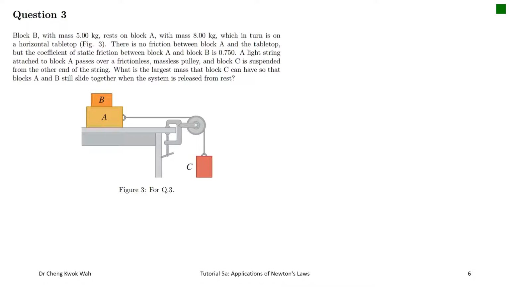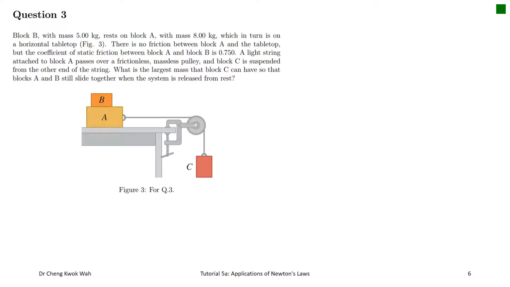In this question, you can imagine that if the mass of C is so large, then the acceleration of the system will be very high. In this case, this means that the acceleration of B is also very high if B were to move together with A without slipping. And if you look at block B, the only force that can act on it is the static frictional force applied on B by block A.